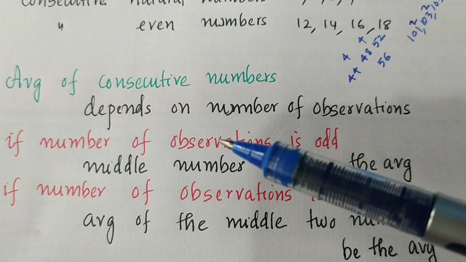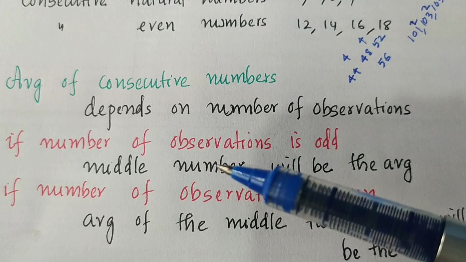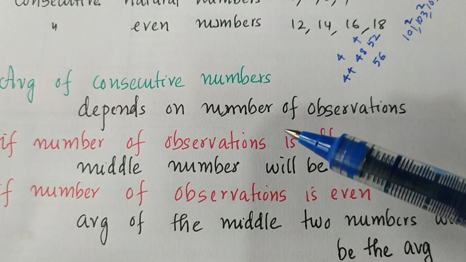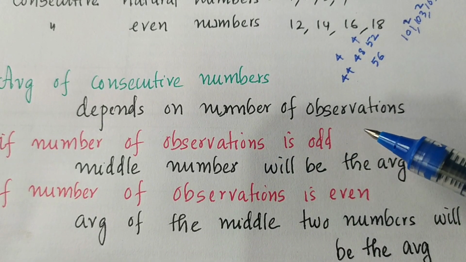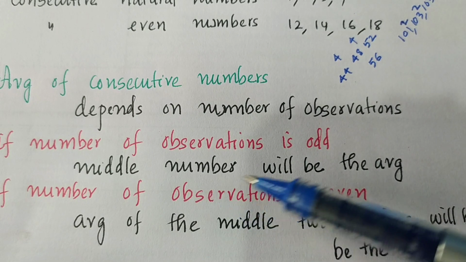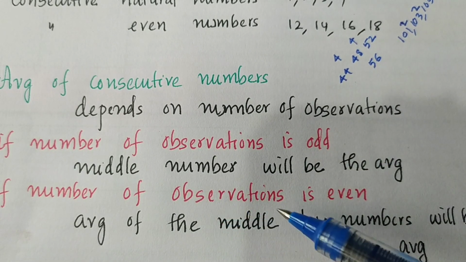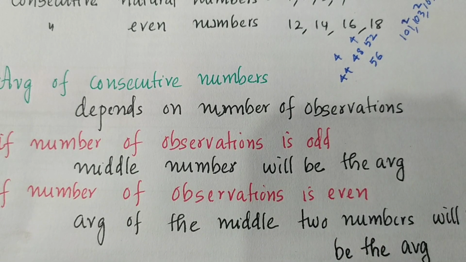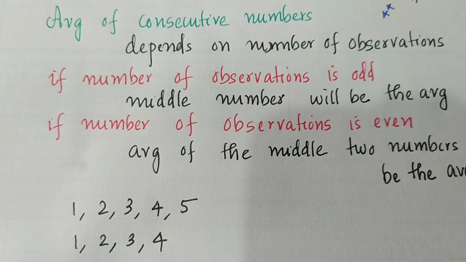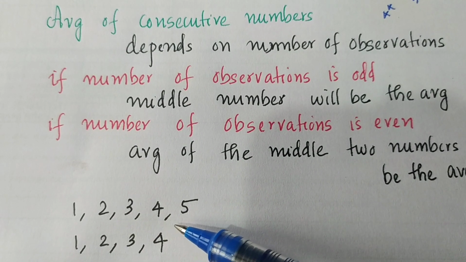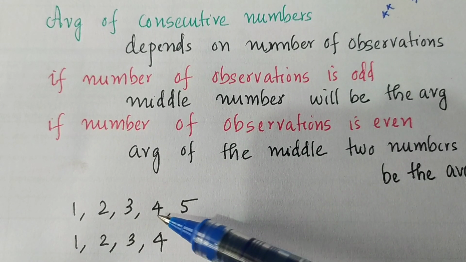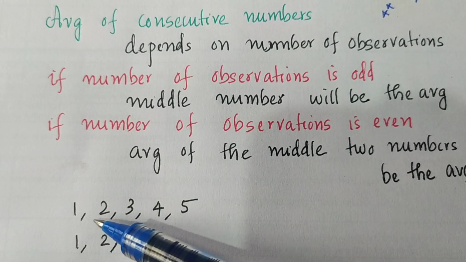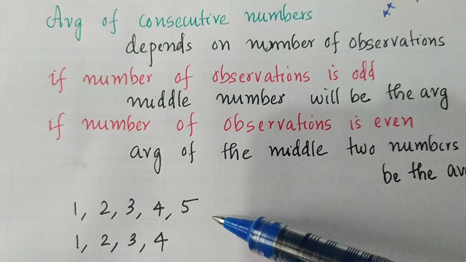So let us have a look at how to find out average if you are given a consecutive series. Average of consecutive numbers depends on the number of observations. So if the number of observations is odd, the middle number will be the average. If the number of observations is even, then the average of the middle two numbers will be the average. Consider the first 5 natural numbers 1, 2, 3, 4 and 5. So what will be the average? So here the observations are 5. Number of observations is odd.